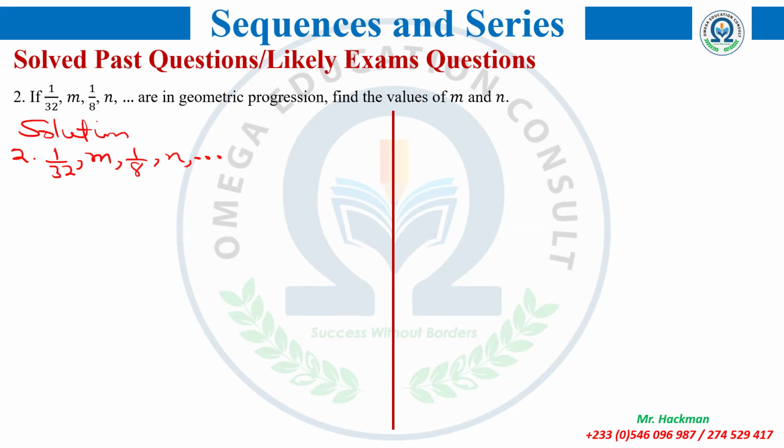So now this is what we are all going to do. This will be our approach. So like the other one, with this one, it's a GP. So for a GP, now you know that m divided by this. So I'm going to form my first equation. m over 1 over 32 should be equal to 1 over 8 divided by m. Do you agree? Hello, do you agree?